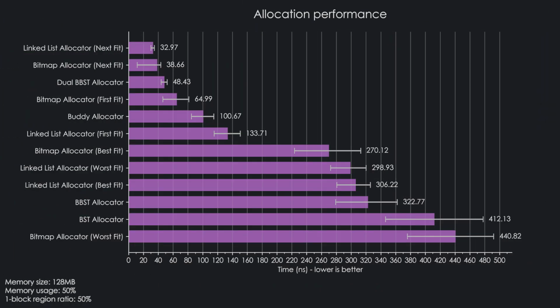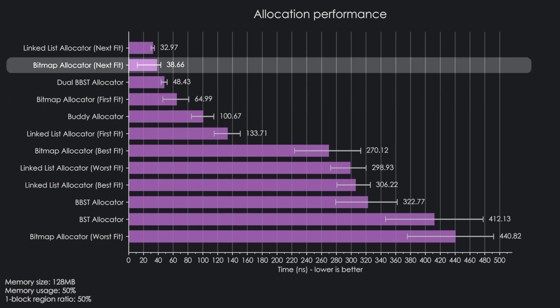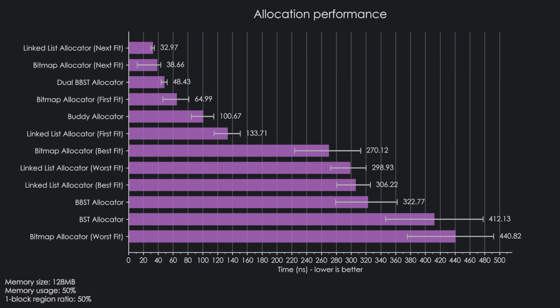The bitmap allocator with the first fit got a pretty good result, being in third place with 64 microseconds on average. The next fit optimization does have a significant impact on performance, giving us an 80% average speed improvement. And this makes a lot of sense. We're starting our search in the area that is most likely to contain free regions, rather than searching from the beginning every time. However, we are getting a lot less consistent times between tests.